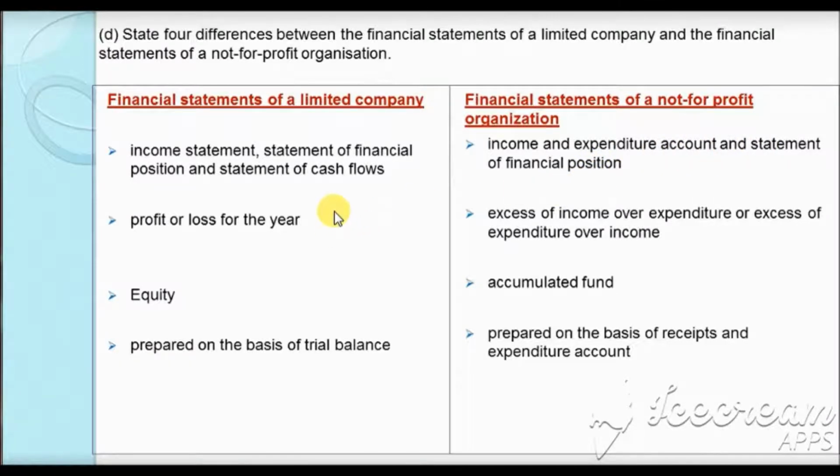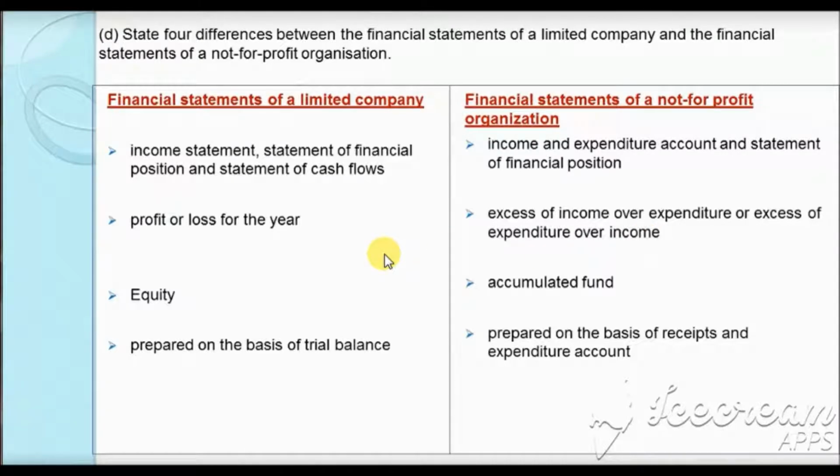Then in the case of the financial statements of a limited company, from the income statement we calculate the profit or loss for the year. Whereas when we make the financial statements of a not-for-profit organization, for profit we term it as excess of income over expenditure, and for loss we term it as excess of expenditure over income.